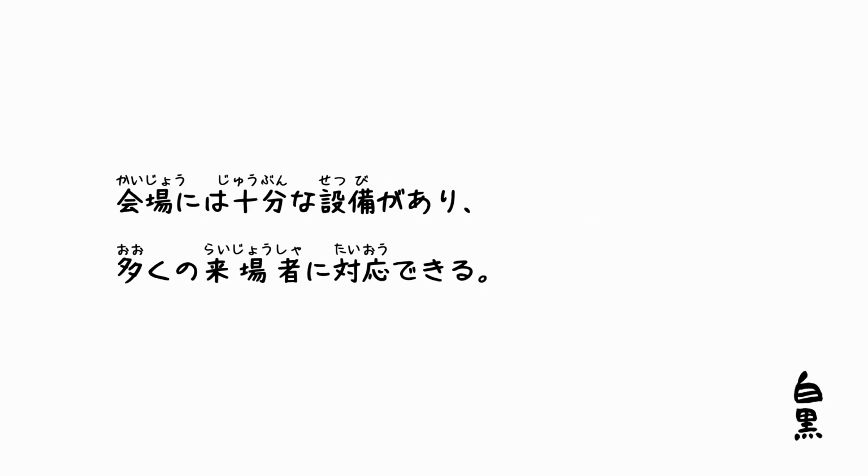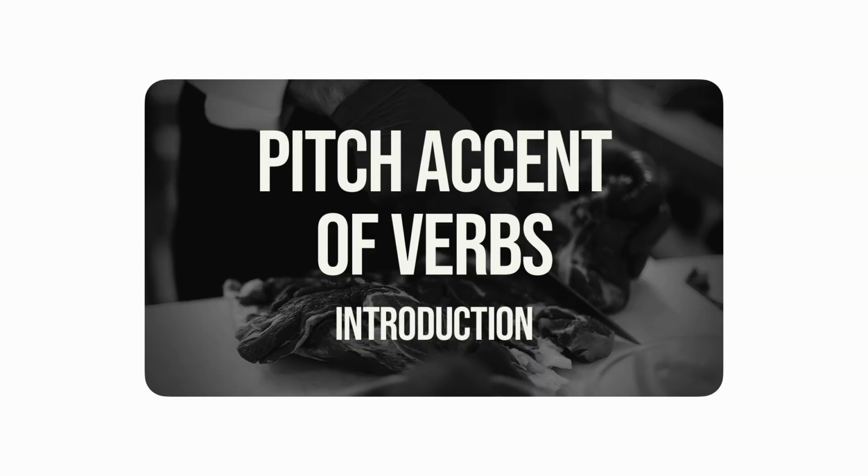Second, I'd like to remind you not to forget that the 連用形 can also be used on its own, which is the so-called 連用中止法. For example, 会場には十分な設備があり、多くの来場者に対応できる. Regarding the pitch accent of conjugated forms of verbs including the 連用形, I've already provided a detailed explanation in the introduction episode of this series. So please refer to that as well.